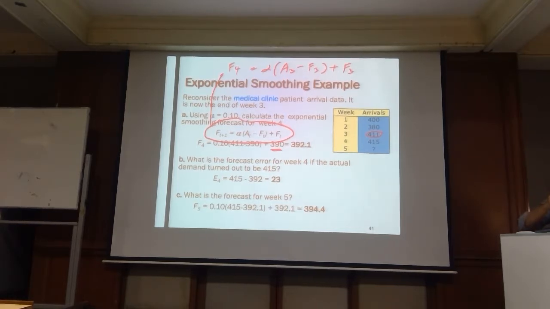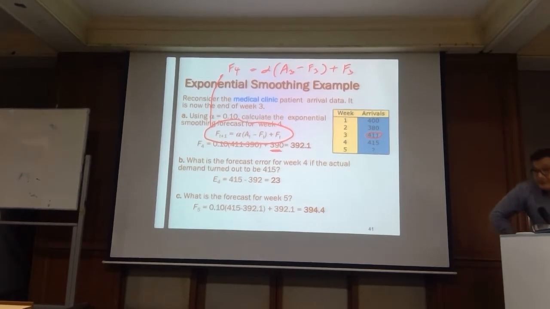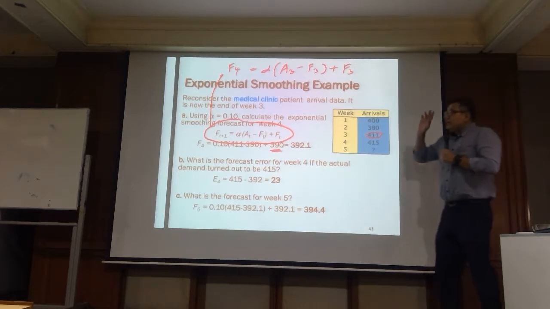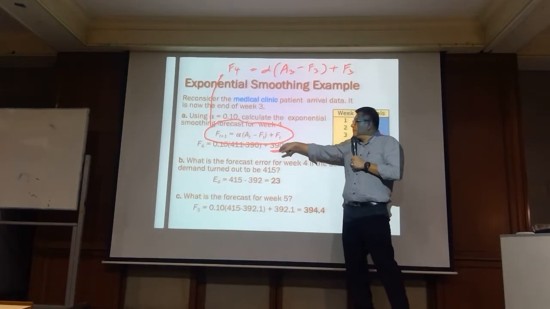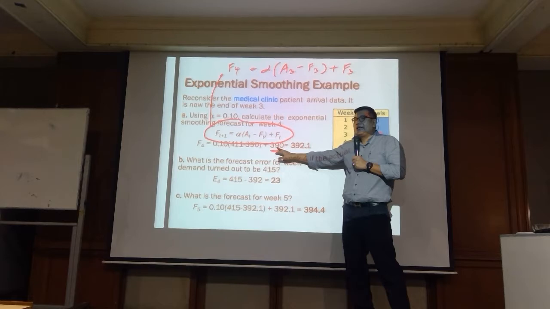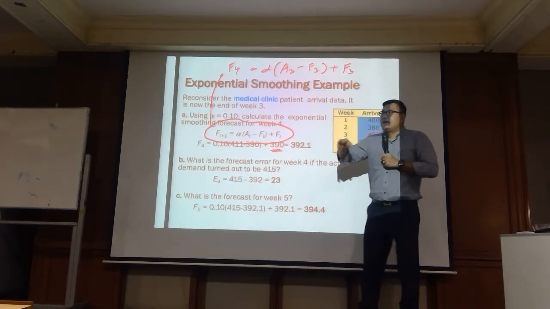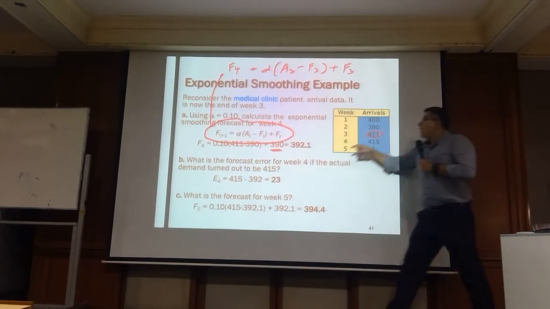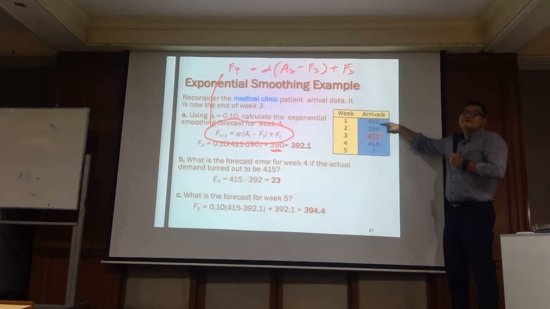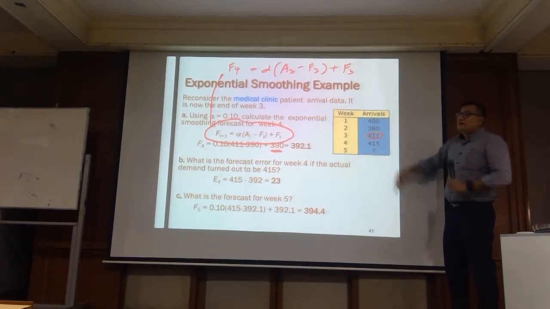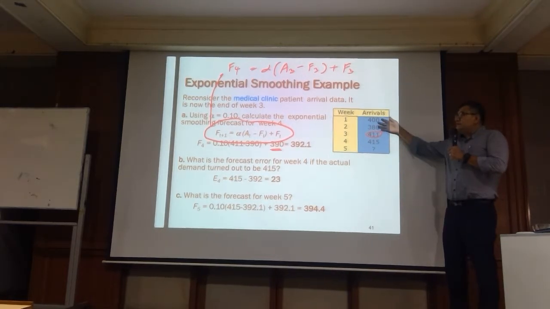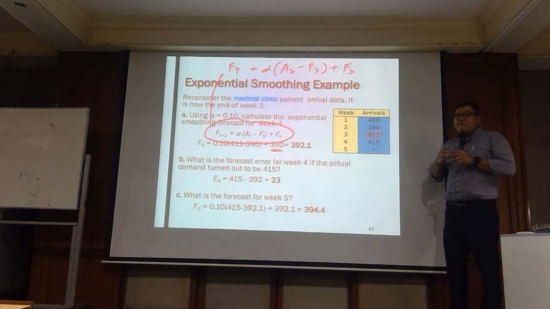Average of week 1. Yeah, correct. I know week 1 and week 2. But in this case, F3 is using 390. Just like your friend said, 390 comes from averaging the first 2 weeks. But it doesn't mean this is the best way to do it.